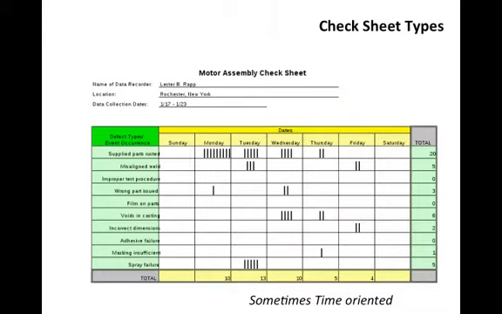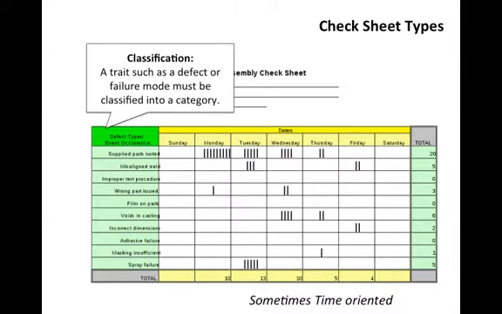So check sheet, there's actually 5 different types of check sheets, and I'm going to go through each of them. This is referred to as a character classification checklist, and the thing about this check sheet is that it has on it different causes or different classifications of defects that you're going to be looking at. So in this case it's supplied parts are rusted, misaligned weld, improper test procedures, you can see that.